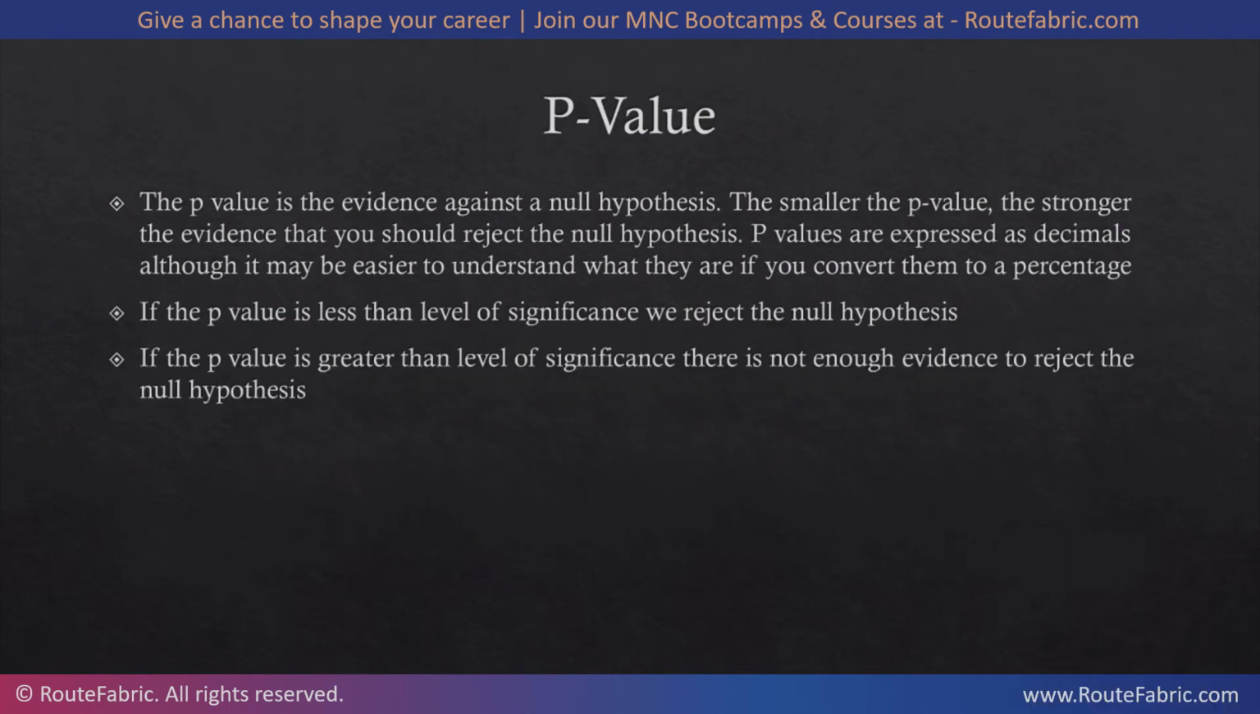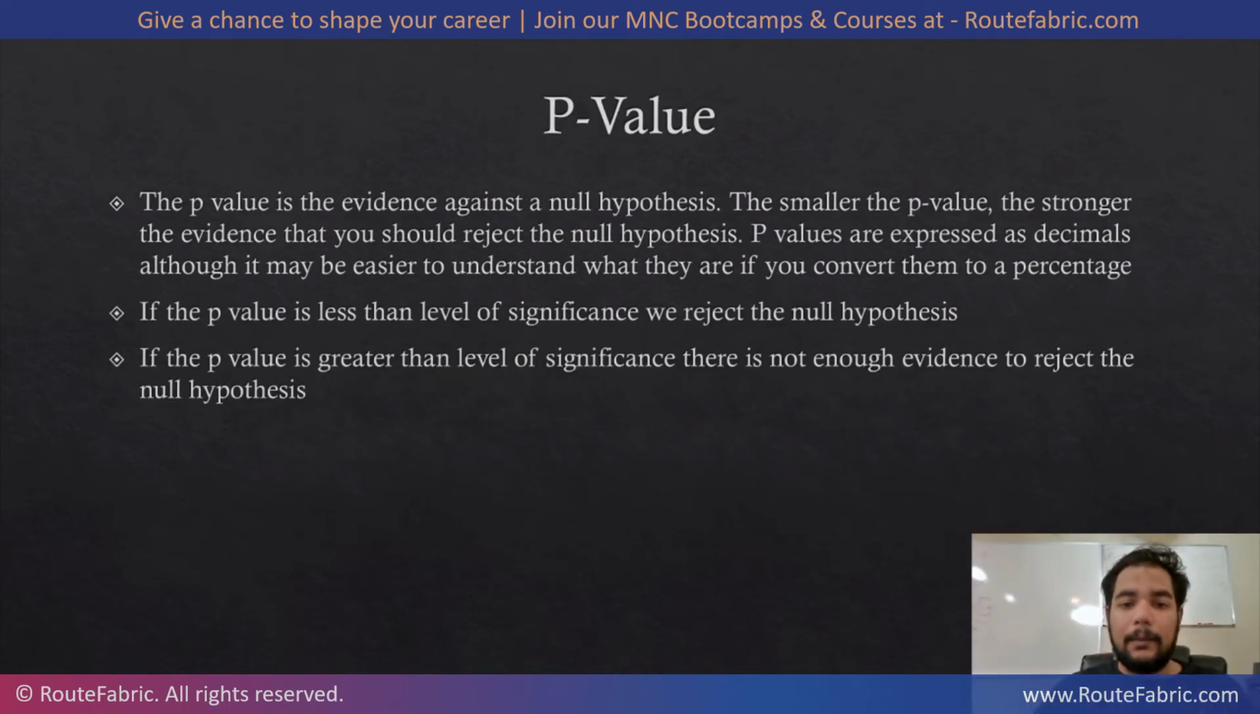Now, the most important concept in hypothesis testing is the p-value. The p-value is the evidence against a null hypothesis. The smaller the p-value, the stronger the evidence that you should reject the null hypothesis. P-values are expressed as decimals, although it may be easier to understand if you convert them into a percentage, so it's much easier to comprehend. If the p-value is less than the level of significance, we will reject the null hypothesis.